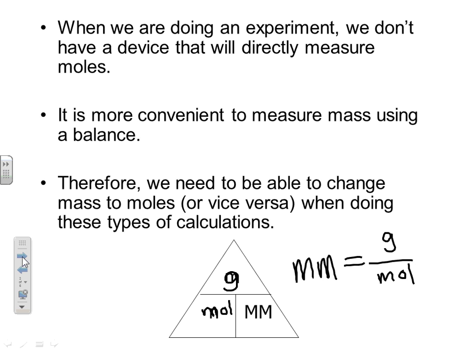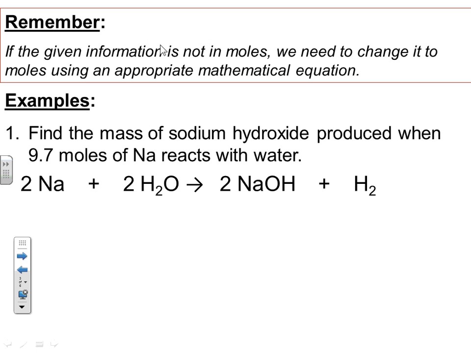Okay? All right. So we know this equation. We know the mole ratio. Let's now put it together and do some examples. Now, don't write down the remember. It says here, remember, if the given information is not in moles, we need to change it into moles using the appropriate mathematical equation. I'm going to help you do this with the maths.